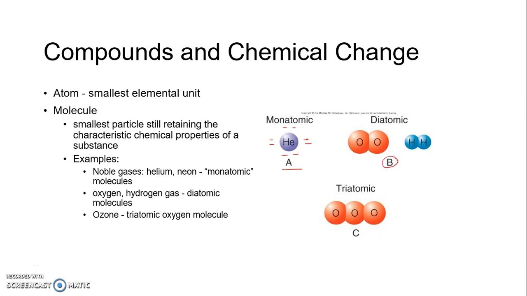Here in example B, we have 2 examples. We have oxygen gas and hydrogen gas. Oxygen gas is just 2 oxygen atoms stuck together, and so we would write this as O2 because there are 2 oxygen atoms. The hydrogen gas is the same idea. You have 2 hydrogen atoms stuck together, so it would be H2. These are examples of diatomic molecules, or molecules that have 2 of the same elemental atoms.